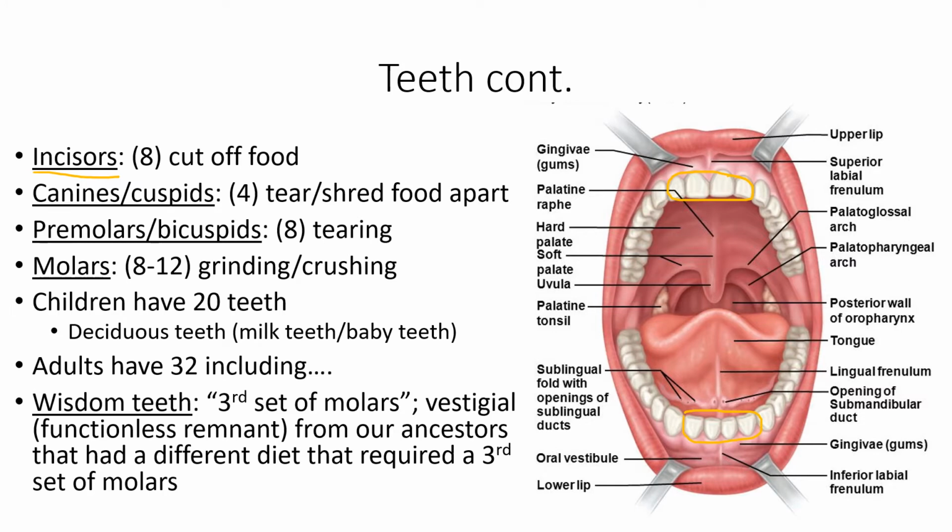The next tooth that we're going to discuss is your canines. You're going to have 2 on top and 2 on bottom, with a total of 4. Your canines, or cuspids, are used for the purpose of tearing or shredding food apart. A lot of people think of these as your vampire teeth. They can be sharper on some people than on others, but these are your canines or your cuspids.